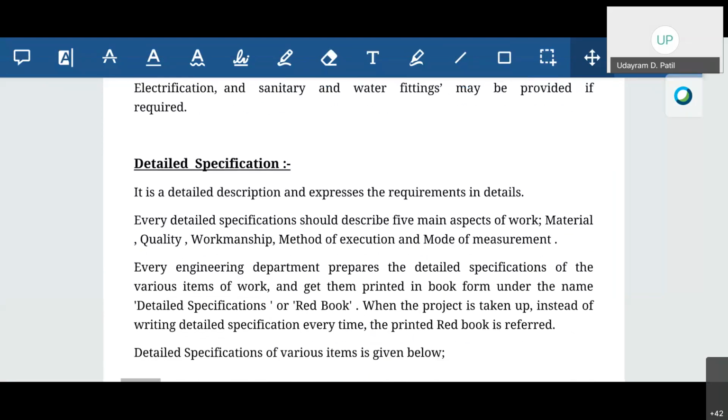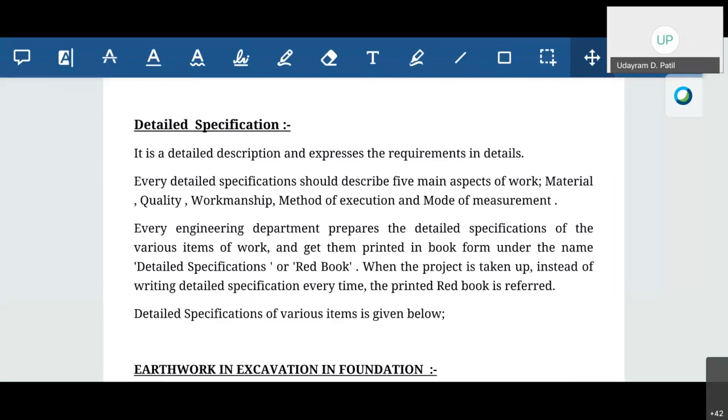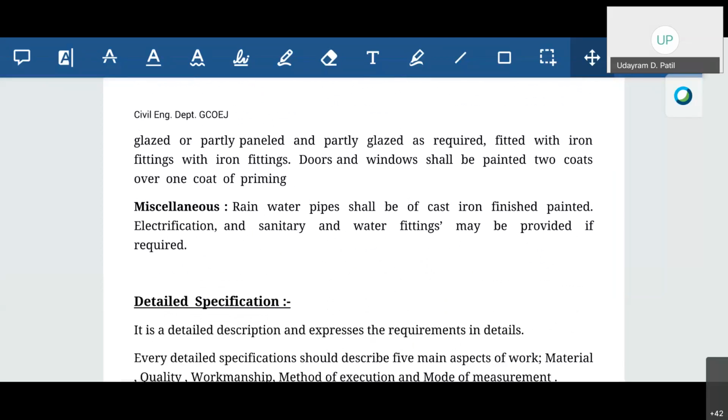Okay, it is a detailed description instruction of the requirement and details every specification. Okay, आपण नंतर बघू detail specification, we will see later.